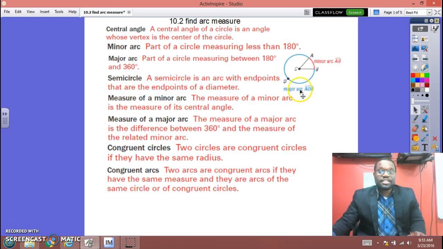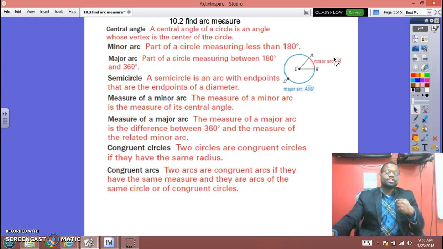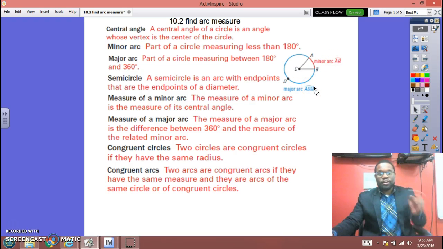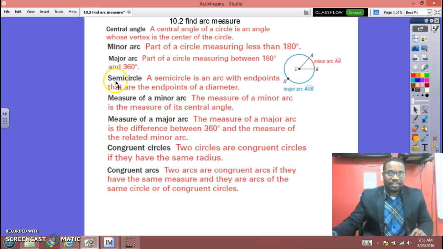And notice how a major arc is labeled. A major arc always has 3 letters. A, D, B is the major arc. The minor arc is always 2 letters. A, B. So that's a way you can tell, and that's how we should label or name our arcs. Major is 3 letters, minor is 2 letters. And you notice they got the little arc symbol. That's not a segment. That's an arc, like it actually curves. A semicircle is an arc with endpoints that are at the endpoints of the diameter, so half a circle.